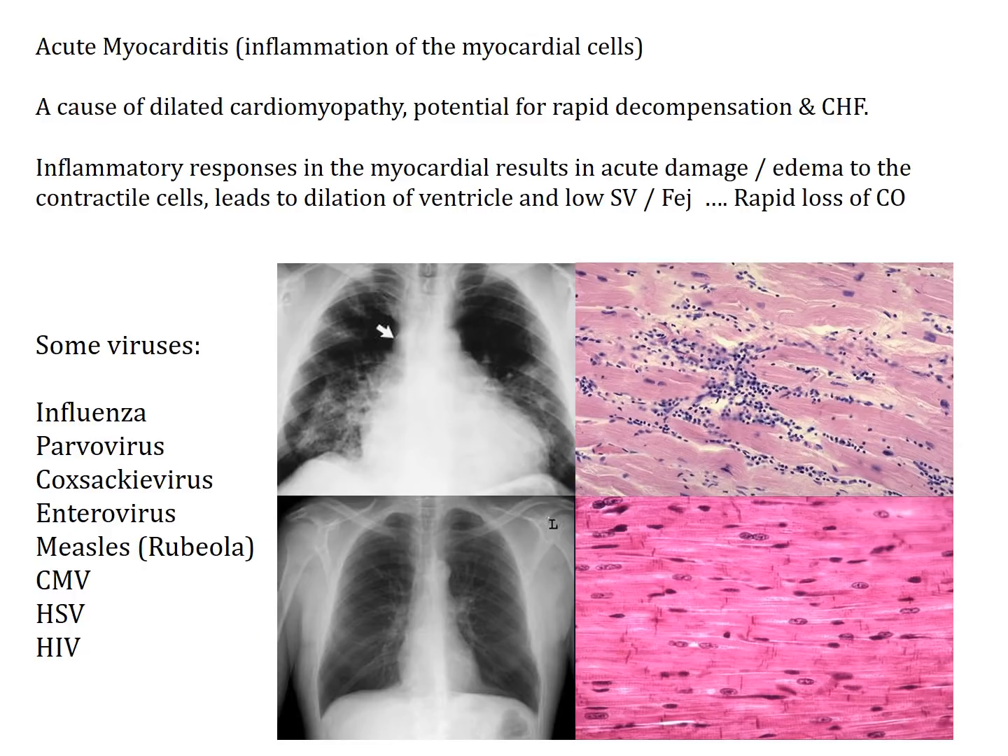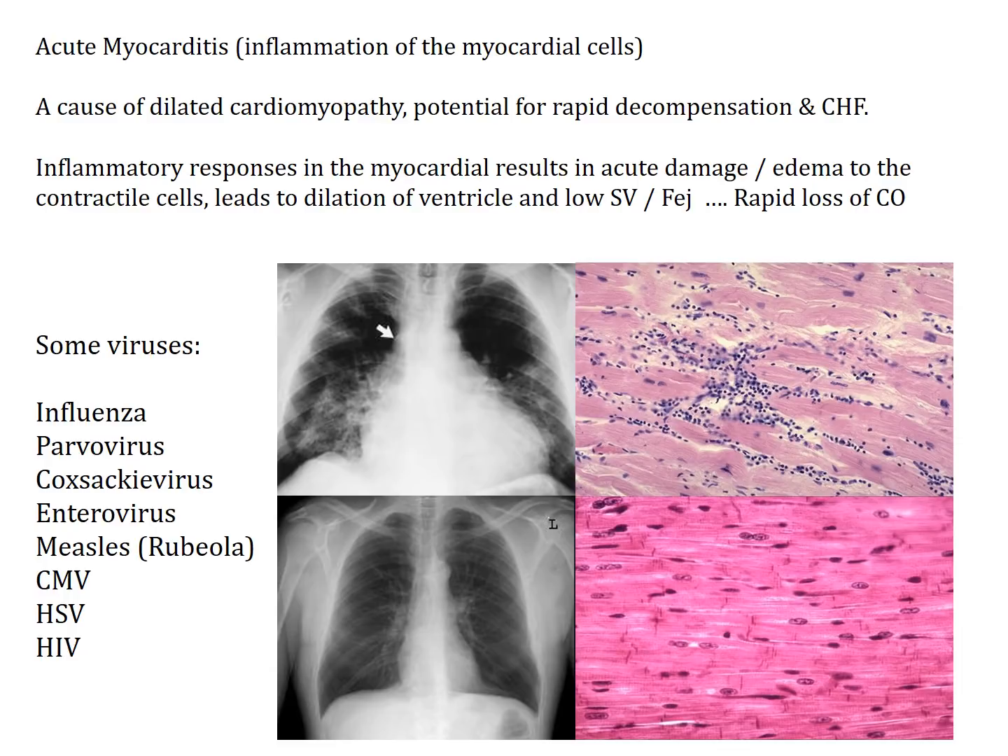All right, myocarditis, this is a little bit different. This is a sudden inflammatory event that happens in the myocardium, leads to very rapid onset of heart failure, manifested by low stroke volumes and low ejection fractions. This is commonly due to respiratory virus infections, influenza, parainfluenza. A lot of different respiratory and non-respiratory viruses can inflame the myocardium and lead to a very rapid loss of cardiac contractility.